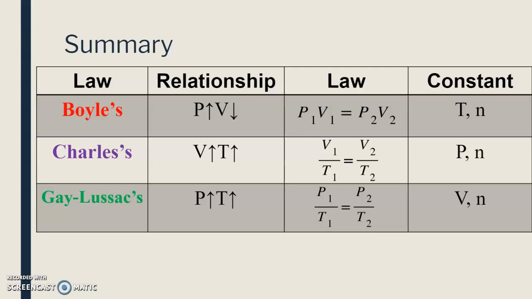With Charles's law, the variables are volume and temperature. And they're directly proportional. So as you increase one, the other one will increase as well. We know it's V1 over T1 is equal to V2 over T2. You can cross multiply to get the answer. I think that's the easiest way to think about that. And the things that are being held constant would be your pressure and, again, your number of moles.